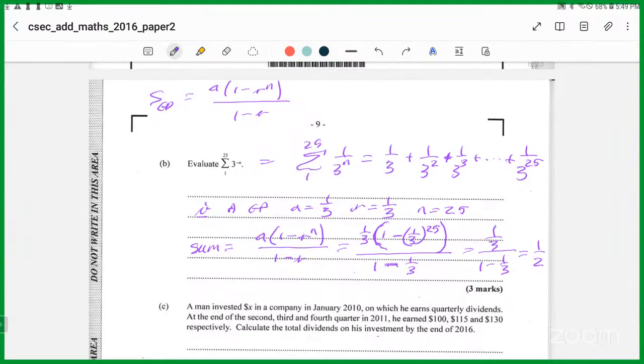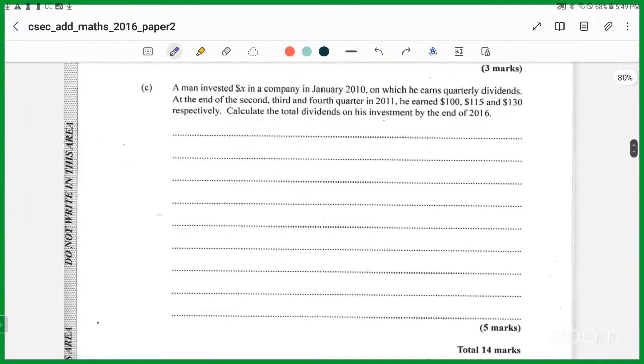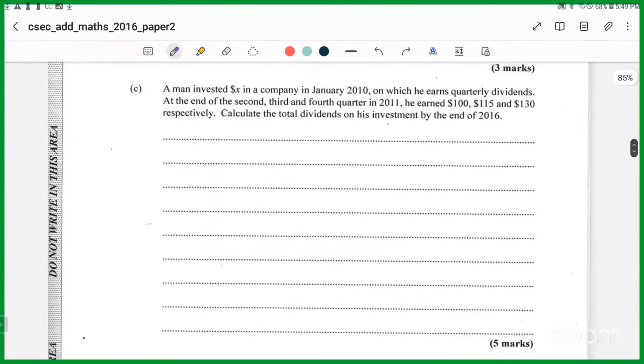Alright, that's it. Next question down here. It says a man invests X dollars in a company in January 2010, on which he earns quarterly dividends. So quarterly, remember there are 4 quarters in a year. In January 2010 is when he started. He said at the end of the second, third, and fourth quarter in 2011.